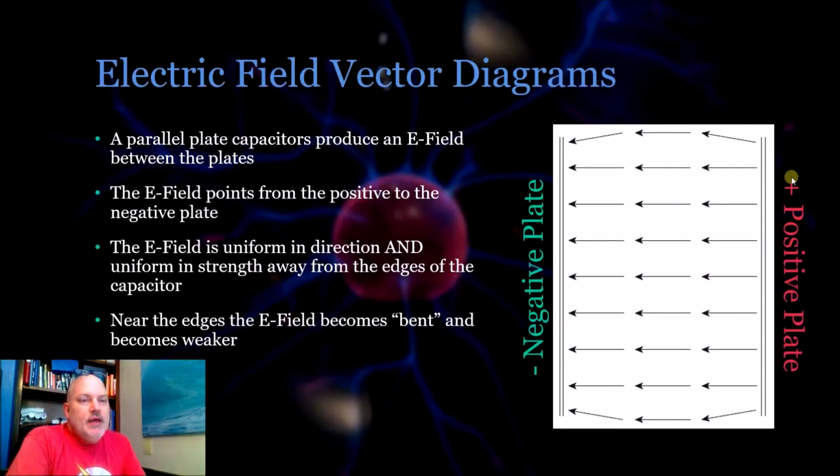A parallel plate capacitor produces an electric field between the plates, and this is one that you absolutely have to know. Remember, a parallel plate capacitor has a plate on two sides. We charge one up positive, the other becomes negative, and these two charges have the same magnitude. The electric field will always point away from the positive towards the negative plate, and it will be uniform in direction and uniform in strength, all inside of here, until we get near the edges. If we get near the edge out here, it's going to bend outward and become weaker, and it will become weaker and weaker the farther away you get from the center.